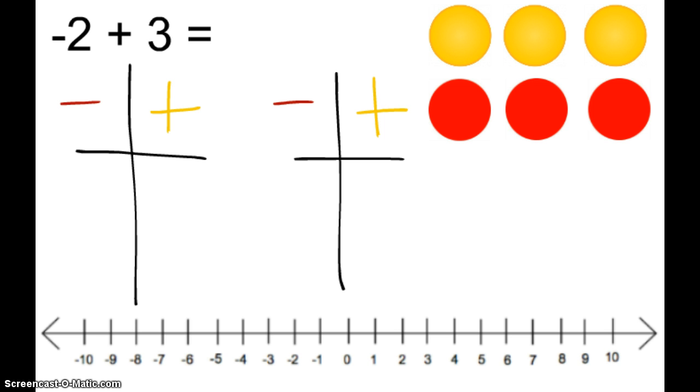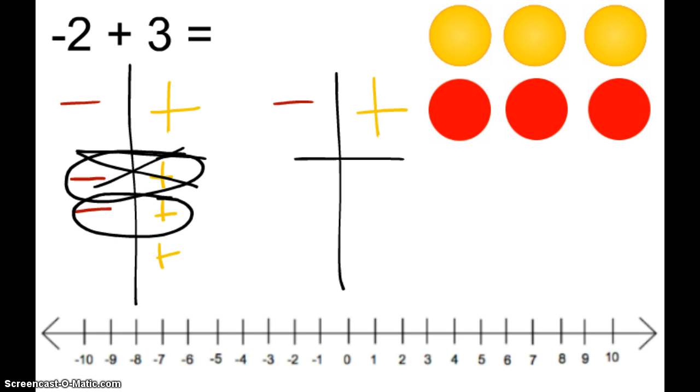Now let's look at T-chart. All right, so I've got 2 negatives and I have 3 positives. So what happens? 0 pair, 0 pair. So what are we left with? Maybe if I do it in blue, it's a little more obvious. 1 positive. So negative 2 plus 3 is a positive 1.